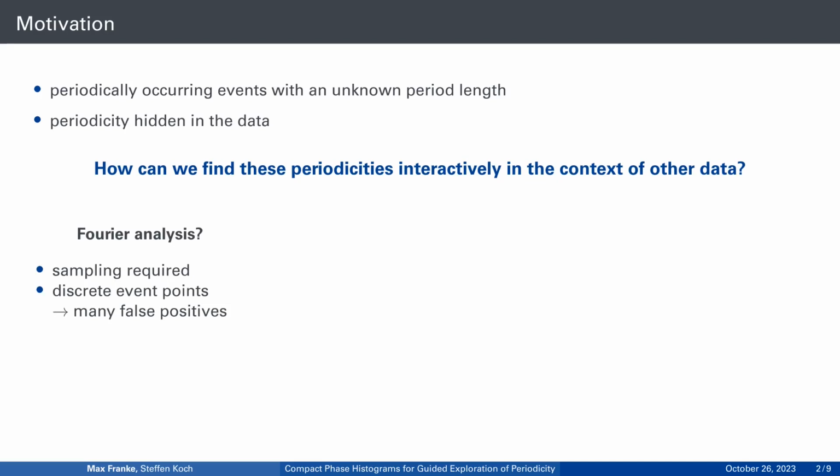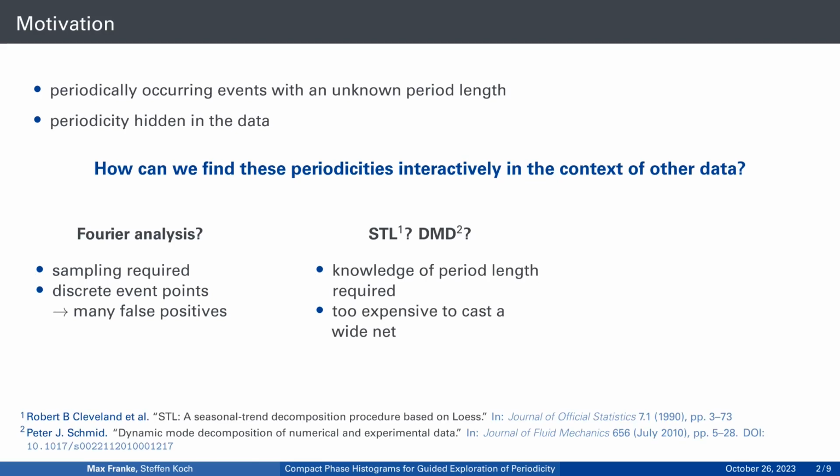Various methods for analyzing periodic behavior in time series exist already. Fourier analysis works well for sampled time series, where the signal is sinusoidal. For event data, however, the sampling can be expensive, and the very blocky signal usually produces a lot of false positives. Seasonal trend decomposition and dynamic mode decomposition can work well to extract a clear signal from a time series. However, they require prior knowledge of the period length and are too expensive to compute to try them out on thousands of possible period lengths.